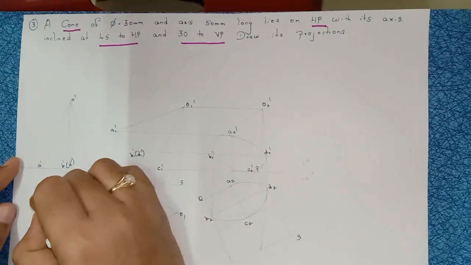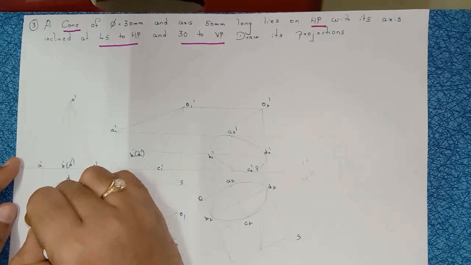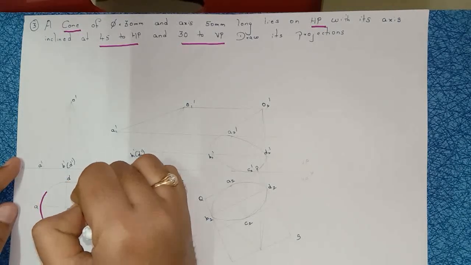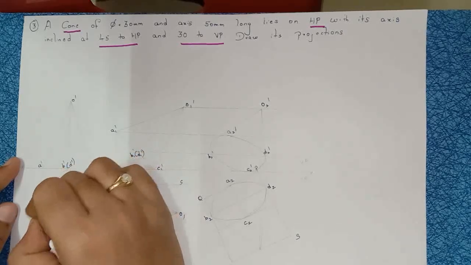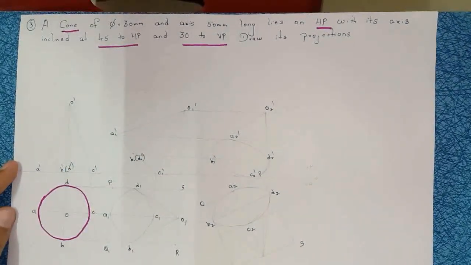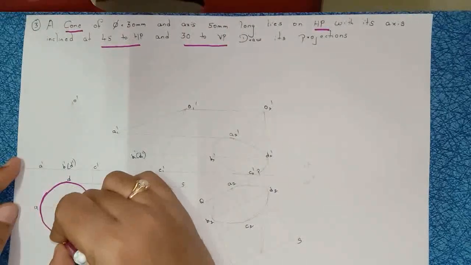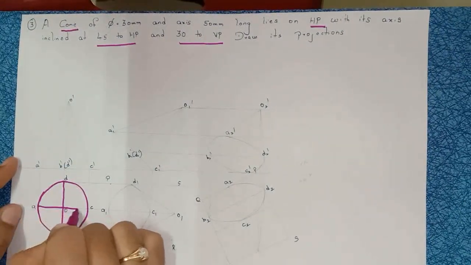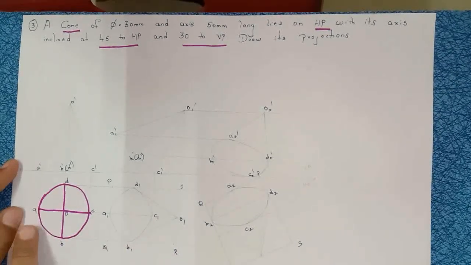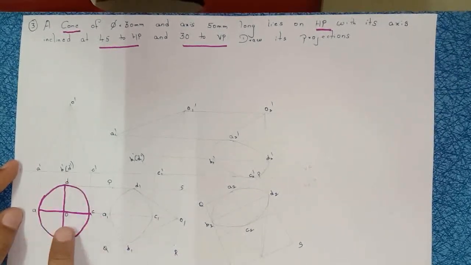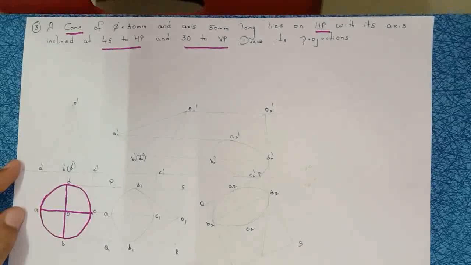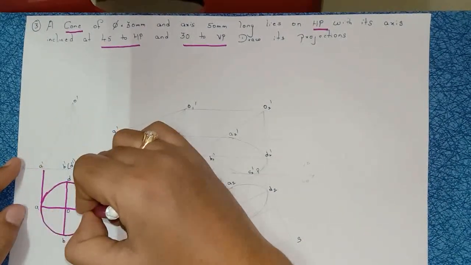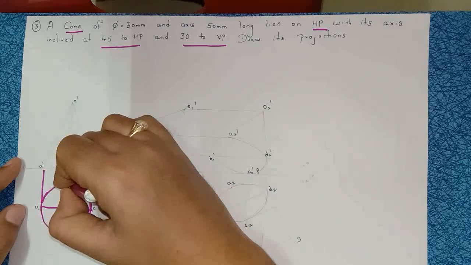Right? So cone diameter is how much? 30 mm. Construct the cone. Draw the circle 30 mm. Right? Divide this circle into 4 equal parts. Name it as A, B, C, D. Midpoint is O. After that, from A, draw the projectional lines till reference line. From C, from B and D.